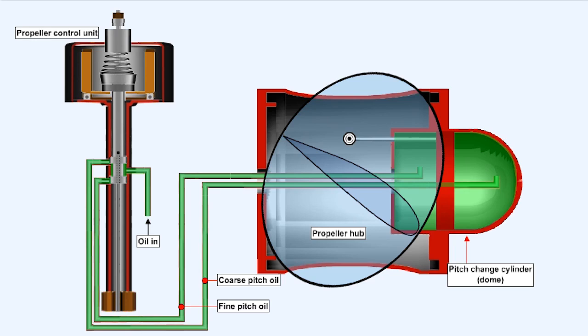Fine pitch oil is sent to one side of the piston, or coarse pitch oil is sent to the other. This eliminates the need for coarse pitch springs or gas pressure, and, with the exception of some larger propellers, the assistance of centrifugal counterweights.